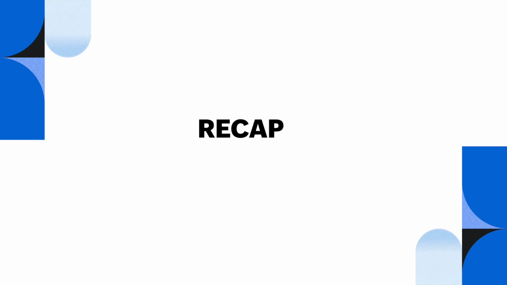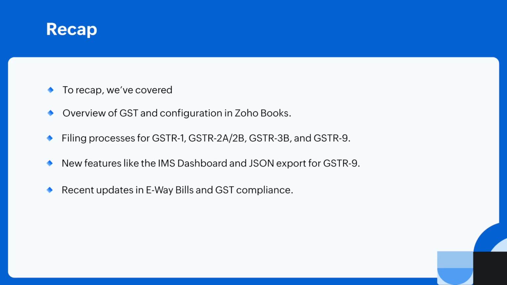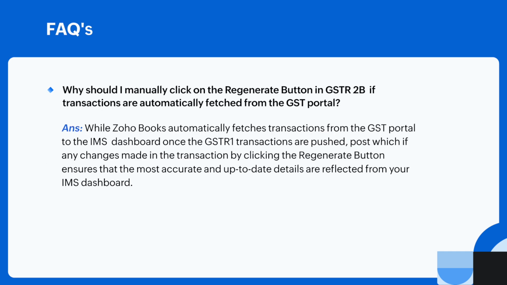Let's have a recap of what we have discussed today. Today we have covered an overview of GST and configuration in Zoho Books, and we came across all the filing processes of GSTR 1, 2A and 2B, 3B and GSTR 9. New features like the IMS dashboard we have covered, and we have also covered the JSON export of GSTR 9, and recent updates in the e-way bill and GST compliance. These are all the topics we have covered. Let's move on to the FAQs.